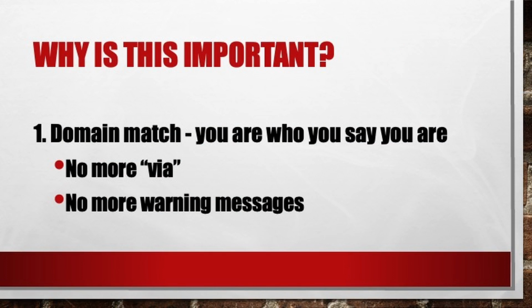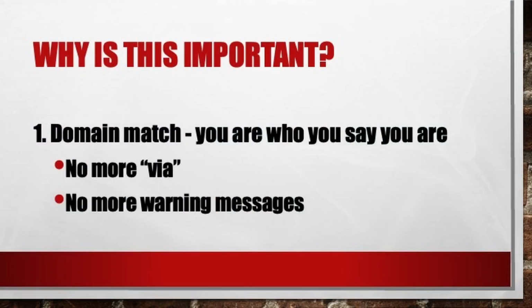Remember, I showed you that big orange warning in the other lesson where it said "via mail.zohocalendar.com" or whatever it was. No more via in the header. You are who you say you are all of a sudden. And no more warning messages. Those orange messages aren't going to say, oh, you should be careful with this email because they're saying they're this, but they're really that, because you get to control it.